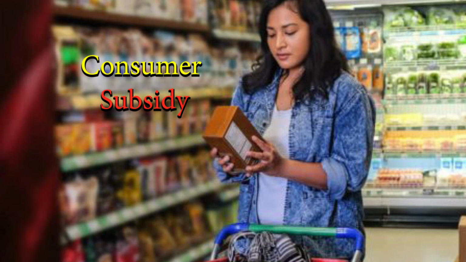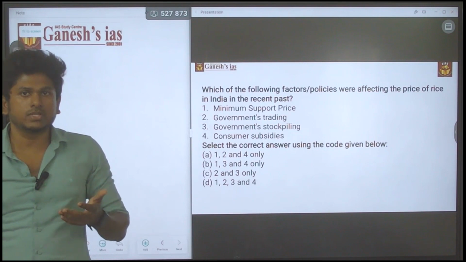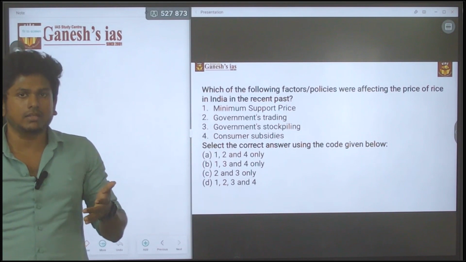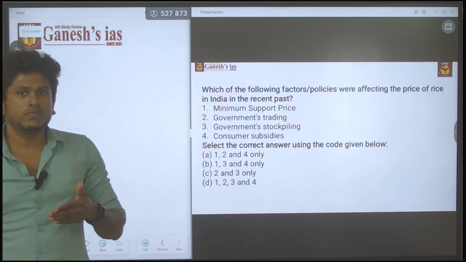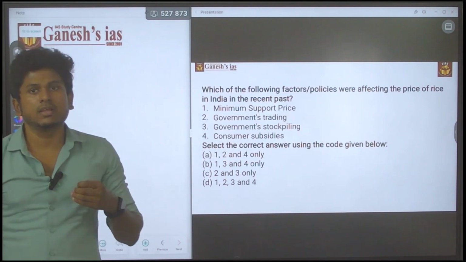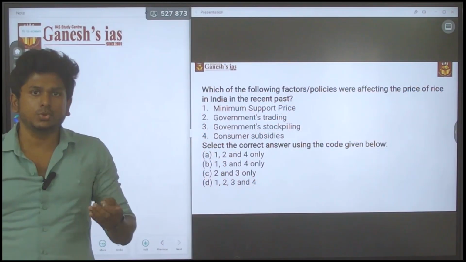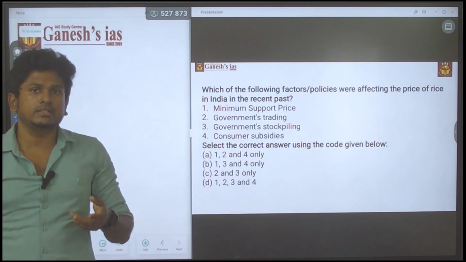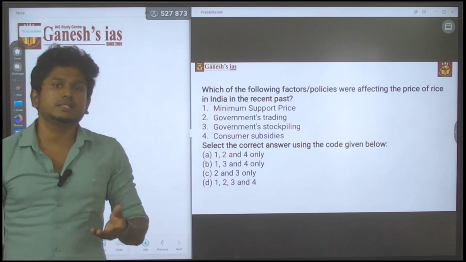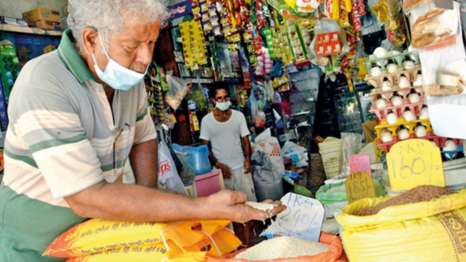Next, consumer subsidy. The government may provide a subsidy on fertilizer and a lot more things. In the PDS also they are providing rice, wheat and all other things at a subsidized rate. Already they are giving rice, wheat and other things at 1 rupee, 2 rupees and 3 rupees. What if they provide them at a reduced rate, a more subsidized rate? That also affects the rice that is selling in the market.